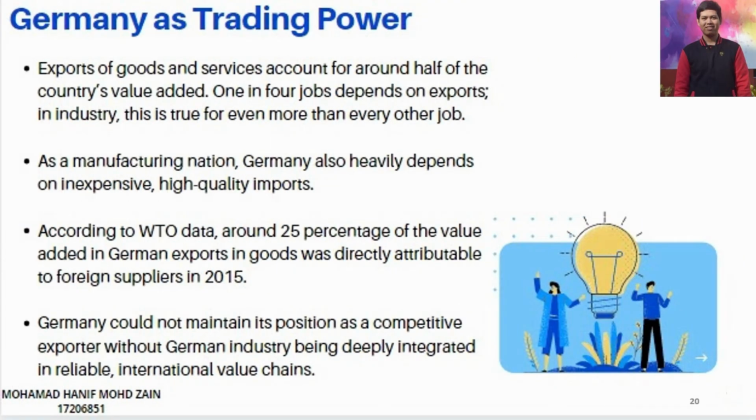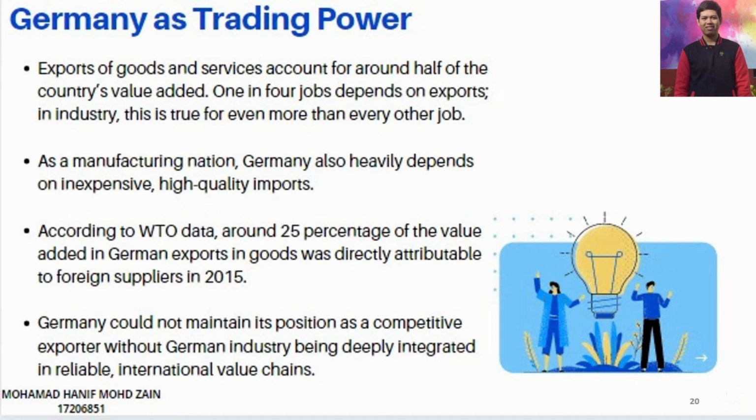Germany as a trading power. Germany has long known how to take advantage of the benefits of globalization. Today, exports of goods and services account for around half of the country's value added. One in four jobs depends on exports. In industry, this is true for even more than every other job.